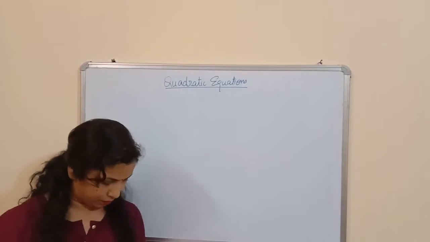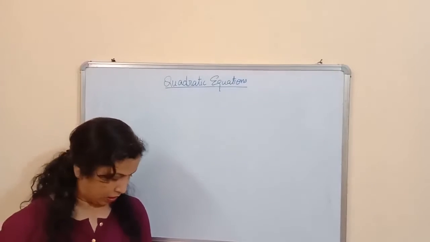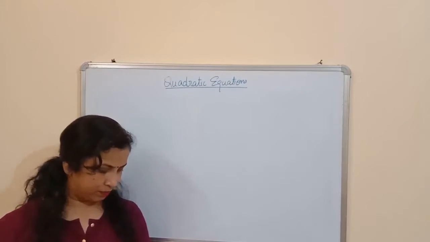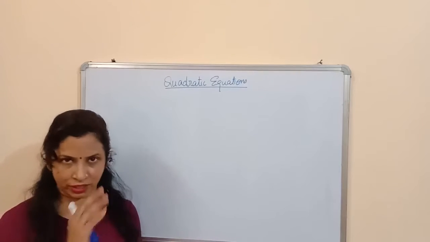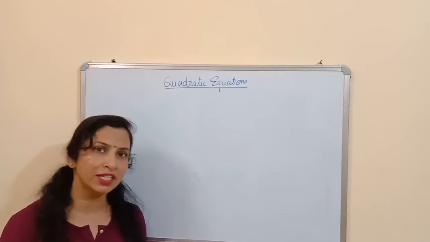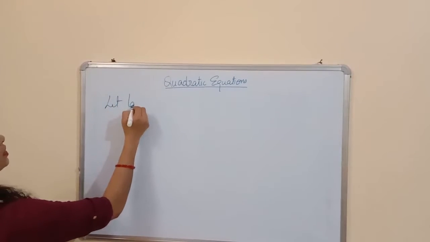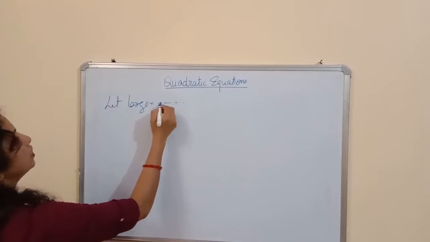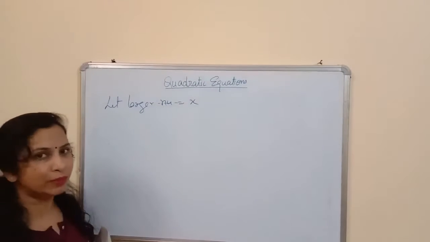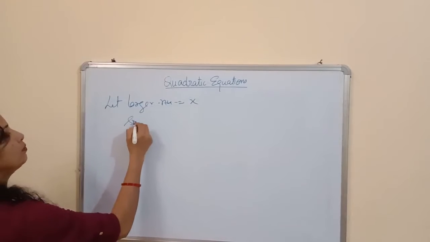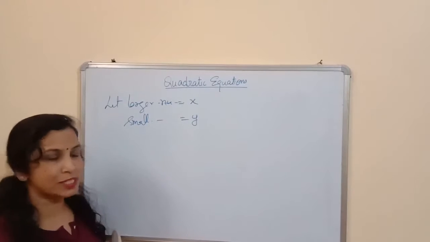Question number 7: the difference of the squares of two numbers is 180. If we are taking the difference, one number should be larger and one should be the shorter number. So you can say, let the larger of the two numbers be x, and the smaller number be y. So we are taking the larger number as x and the smaller number as y.